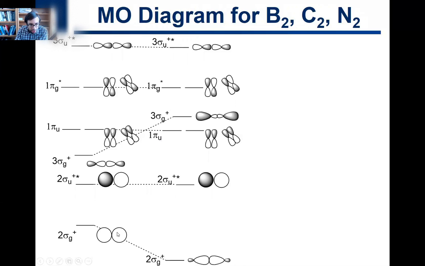So what's going to happen? You're going to mix, right? Constructively, the 2 sigma G plus molecular orbital and the 3 sigma G plus orbital to make this interaction. And I'll go over how that works in a second, but that's going to stabilize, pictorially. That's going to stabilize, make it further bonding, okay? And so that's going to go down in energy.